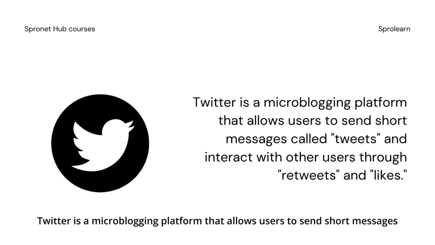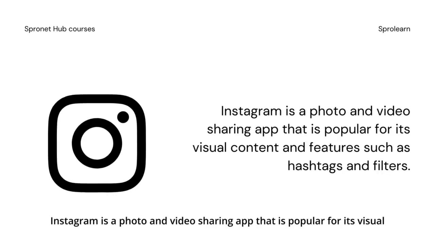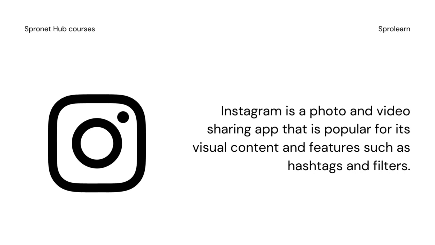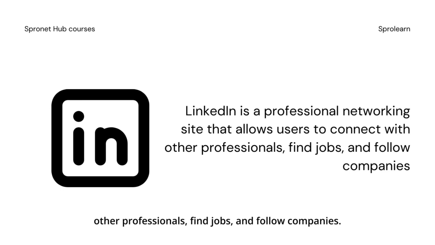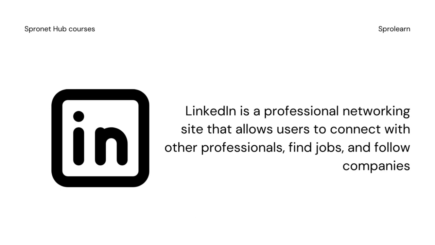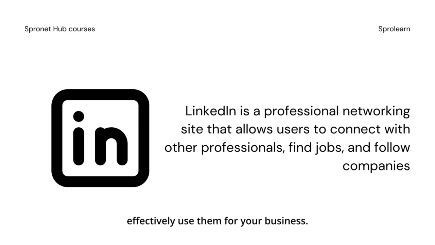Twitter is a microblogging platform that allows users to send short messages called tweets and interact with other users through retweets and likes. Instagram is a photo and video sharing app that is popular for its visual content and features such as hashtags and filters. LinkedIn is a professional networking site that allows users to connect with other professionals, find jobs, and follow companies. It's important to note that each social media platform has its own unique features and capabilities, and it's essential to understand these in order to effectively use them for your business.